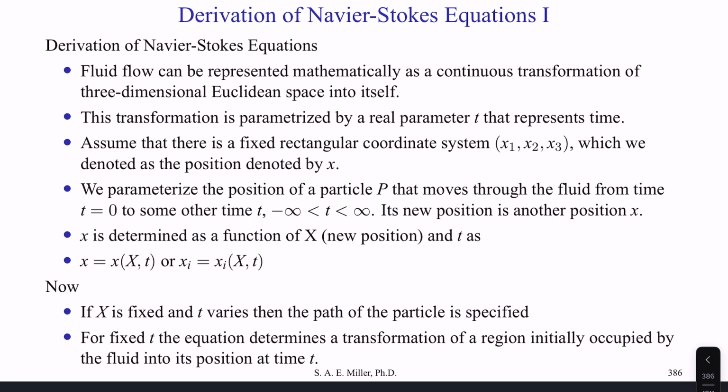X will be determined through capital X as a new position and time t through these particular functions which we want to find and understand, the vector and component respectively, from the new time to the old time, t0. Now, if capital X is fixed and time varies through a path, then the particle could be specified through some mathematical relations in physics. For a fixed time t, this particular equation should determine a particular transform of a region occupied by a fluid into a new position at time t.